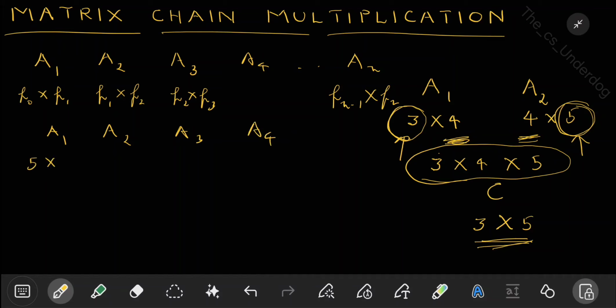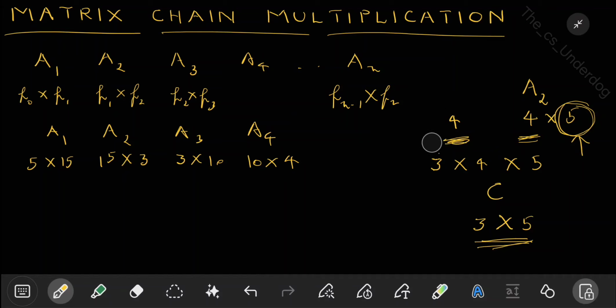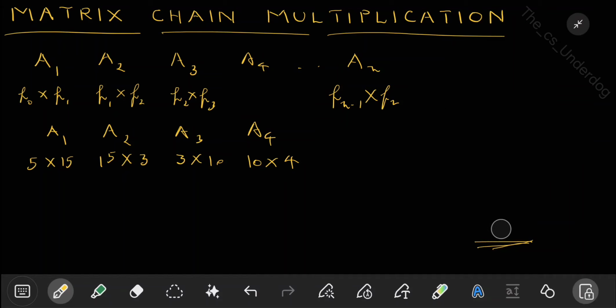I'm just defining a few dimensions for these. A1 is 5 by 15, A2 is 15 by 3, A3 is 3 by 10. See this, whenever I am defining these dimensions, I am making sure that the number of rows is the same as the number of columns of the previous matrix. Only under this condition, multiplication can be done. What about A4? It has to be 10 by something, let us say 4. If this is the case, let us try out two different parenthesizations and see what is the difference in output, that is, the total number of scalar multiplications. How are they differing when I'm changing the order of parenthesization?